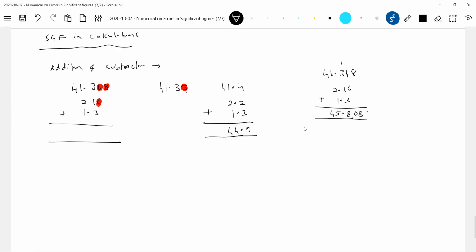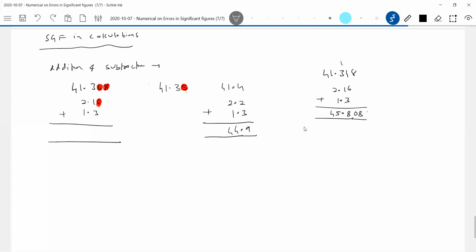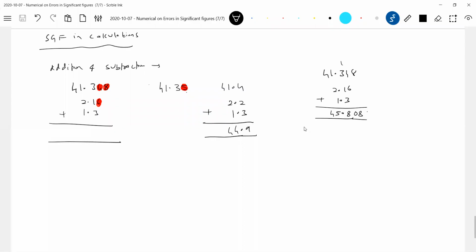So the 8, I'm going to drop it. I should retain the least decimal places in the answer, so this will become 44.8. The number to be dropped is less than 5, so the preceding should not change. So the final answer will be this much. Look at the answer: this is correct, and this is wrong. You should not do it like this.